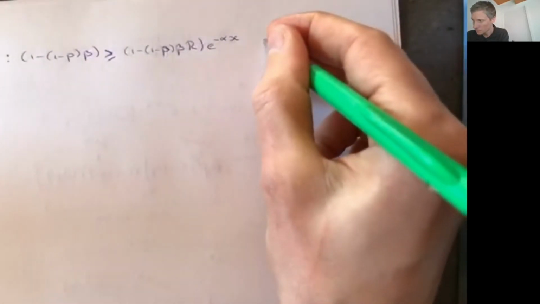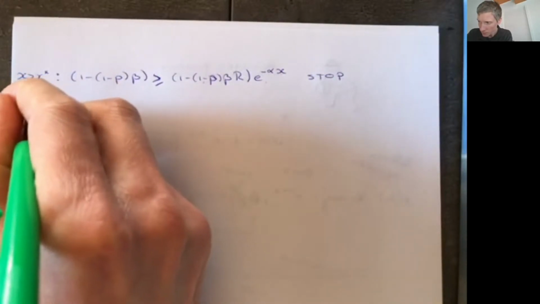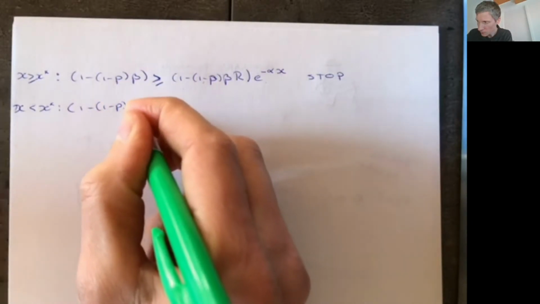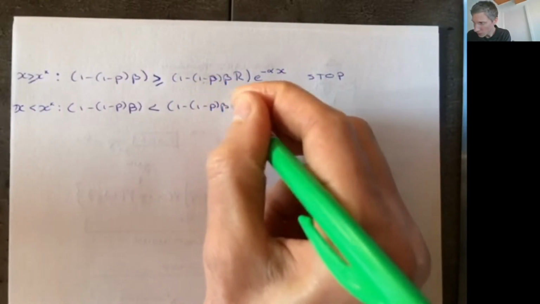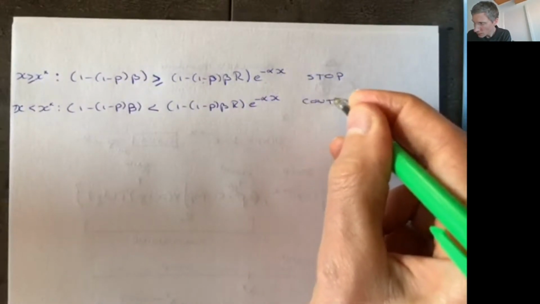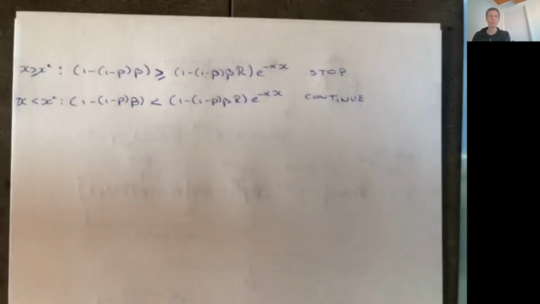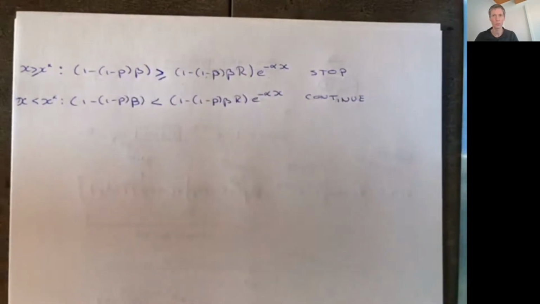Okay, and you will need this condition in order to show that it is indeed optimal to stop. Well, if x is smaller than x star, then I will have the reverse condition. This will be smaller than 1 minus p times beta r e to the minus alpha x, and I would like to show that this corresponds to the case where I'm going to continue. Okay, so the remaining part of this lecture is going to show that under this case you're going to stop, and if this is true, then I'm going to continue.